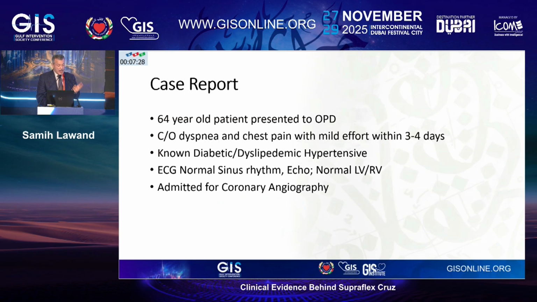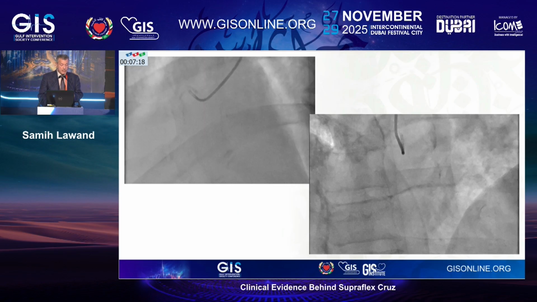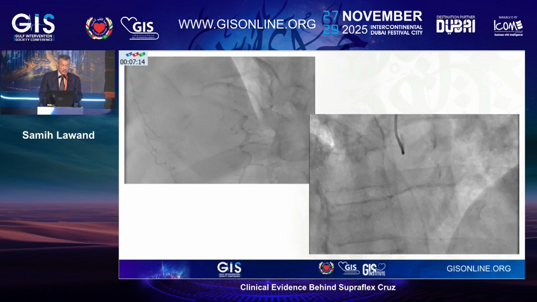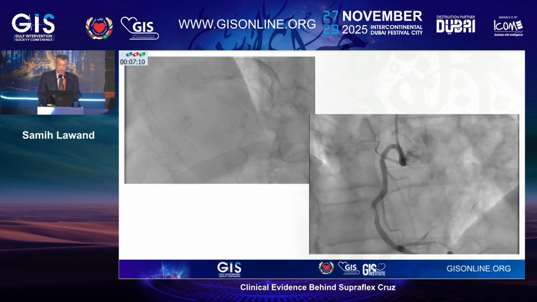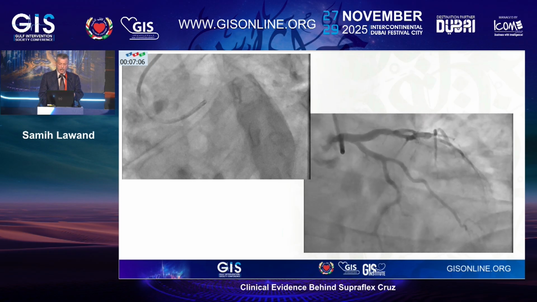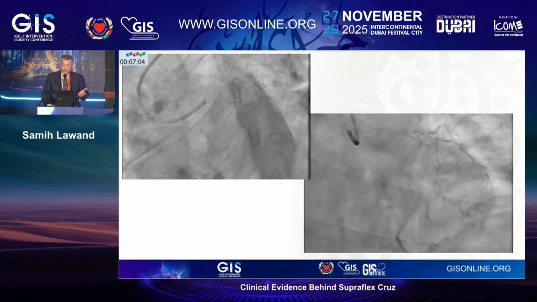I'll finish with a case report about a patient who had chest pain for only 3 to 4 days, with multiple known risk factors and otherwise normal findings. You will see that his right coronary artery has a significant middle segment lesion and a mild RPDA lesion that was planned for intervention. However, when I looked at the circ, I found it normal.